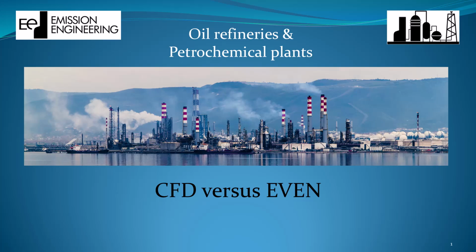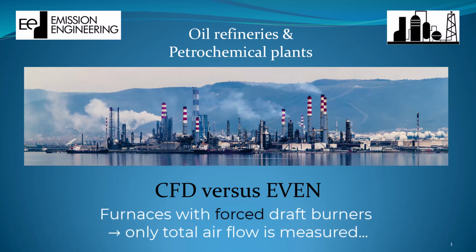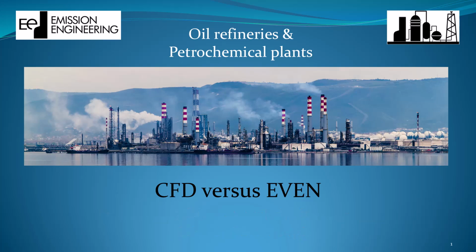Air maldistribution is often found to be a problem on furnaces with multiple burners. On furnaces with forced draft burners, often only the total flow to all burners is measured. On furnaces with natural draft burners, there is no airflow measurement at all. What are the different approaches to non-uniform air distribution on fired heaters with forced draft burners?